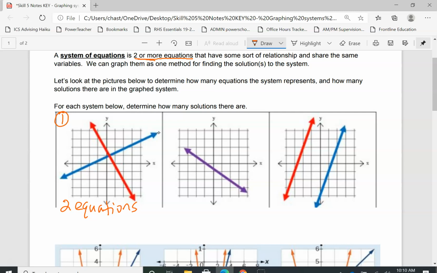Now, the solution to a system of equations is going to be what x and y values both equations share. So where do we have a solution? It's going to be where they cross. So in this case, we have one solution.